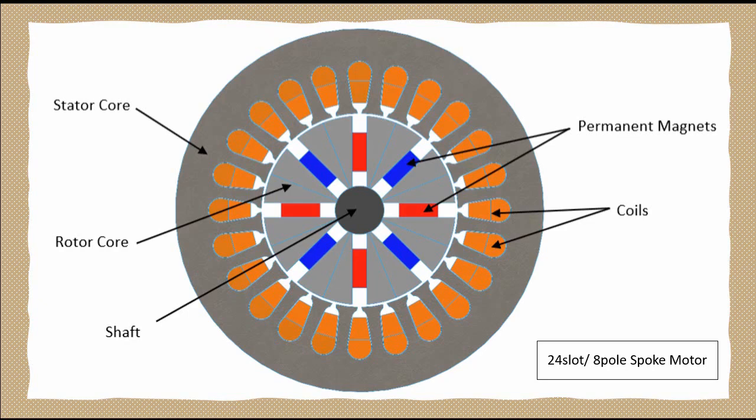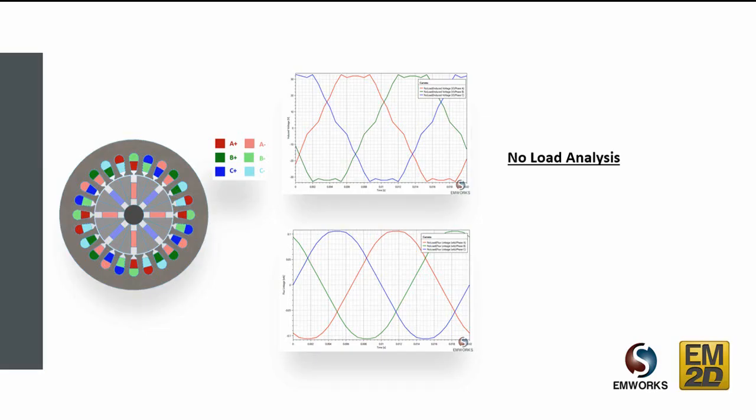Hello! This video is a series of 5 videos in which we will compute the performance of a 24-slot 8-pole spoke motor using the transient magnetic solver of EMWorks2D. In this part, we will investigate the no-load performance of the 24-slot 8-pole spoke motor, more specifically the flux linkage and induced voltage under no-load conditions.